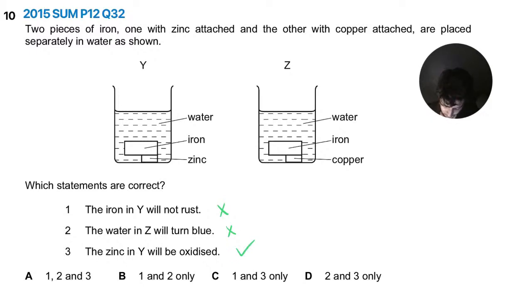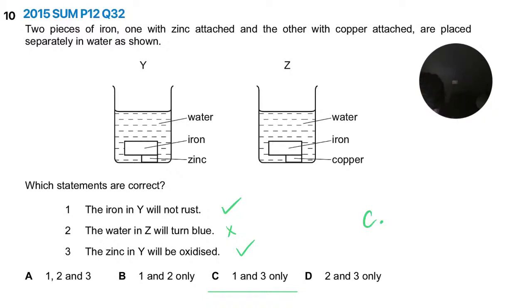Will not rust. It says the iron in Y will not rust. My bad. I read it as will rust, I believe. The iron in Y will not rust. Yeah, because zinc will rust. Okay. So 1 and 3. 1 and 3. The answer is C.